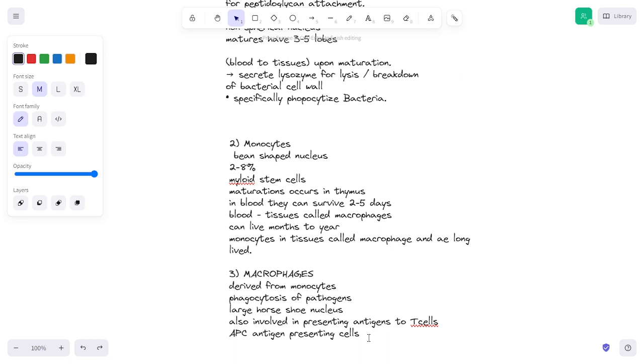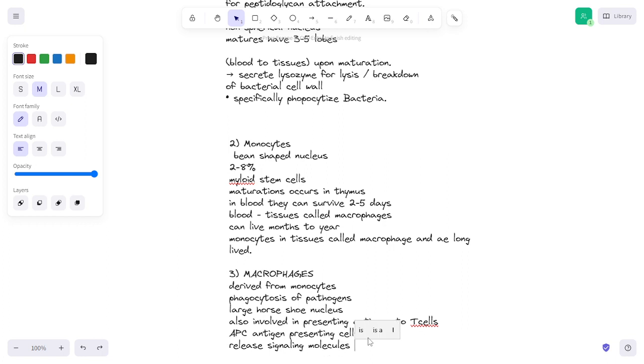And they release specific signaling molecules called cytokines. Macrophages also release signaling molecules.